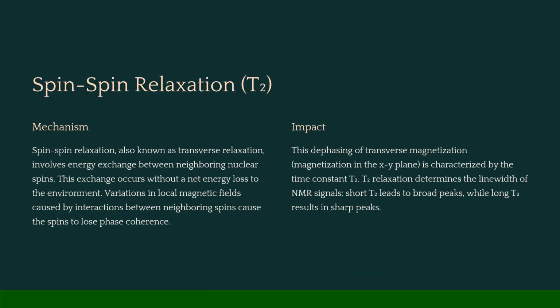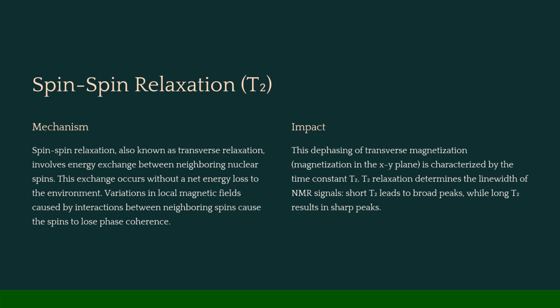Spin-spin relaxation, T2, is a process where energy is exchanged between neighboring nuclear spins. This happens without any energy being lost to the surrounding environment. The local magnetic fields around the spins cause them to lose their phase coherence, meaning the spins no longer stay in sync with each other.